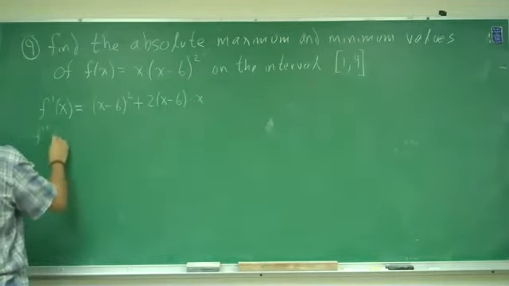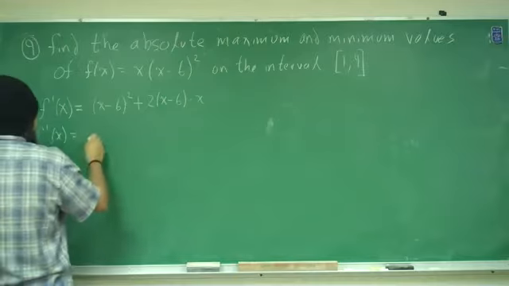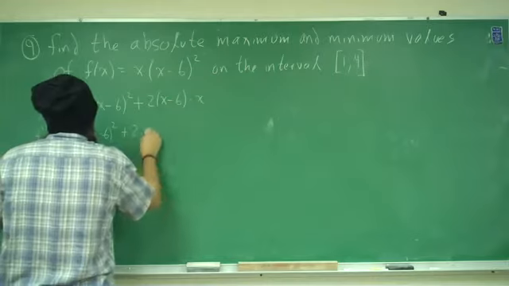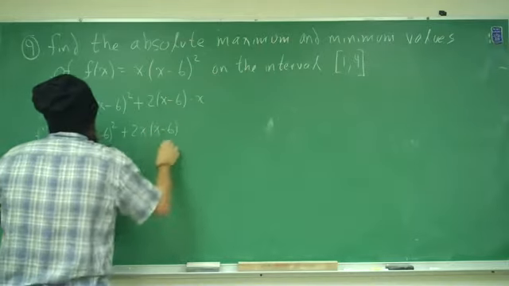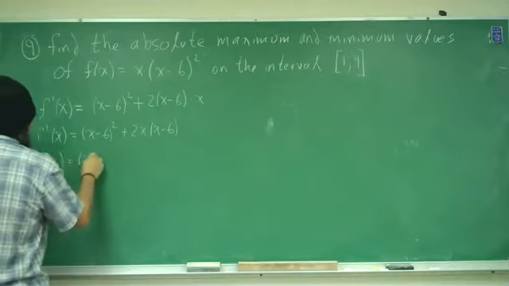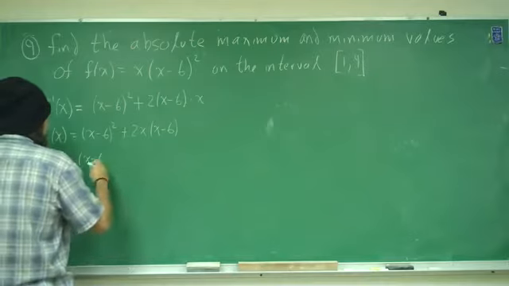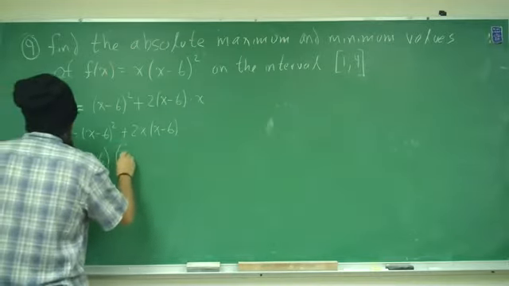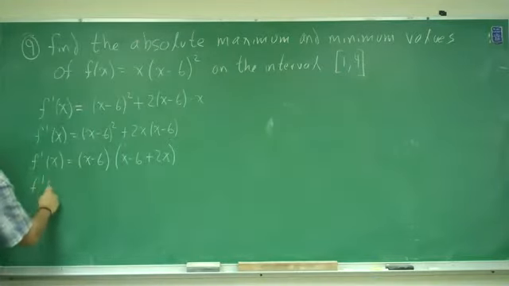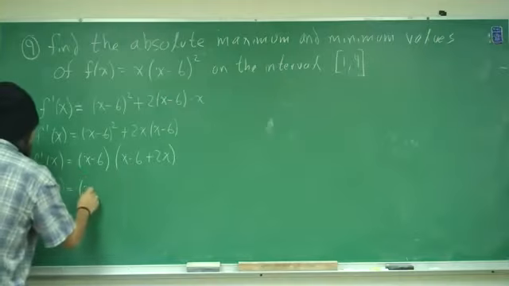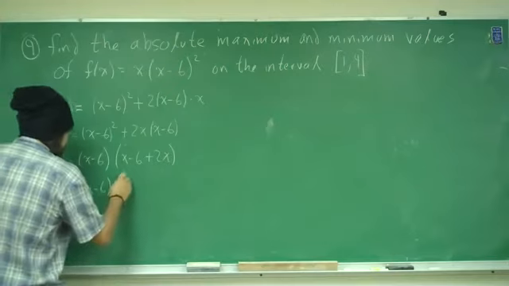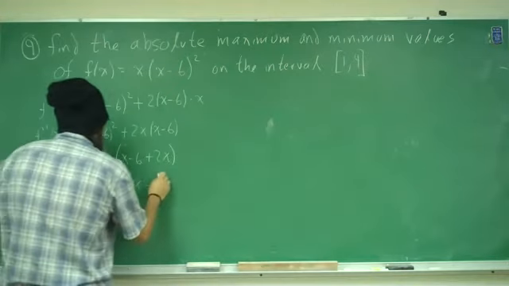Okay, let's do a little simplification here. We have (x minus 6) squared plus 2x times (x minus 6). We can go ahead and factor out an x minus 6. Then that's x minus 6 plus 2x. And then f prime of x is equal to x minus 6, times x plus 2x, that's 3x. So we have 3x minus 6.